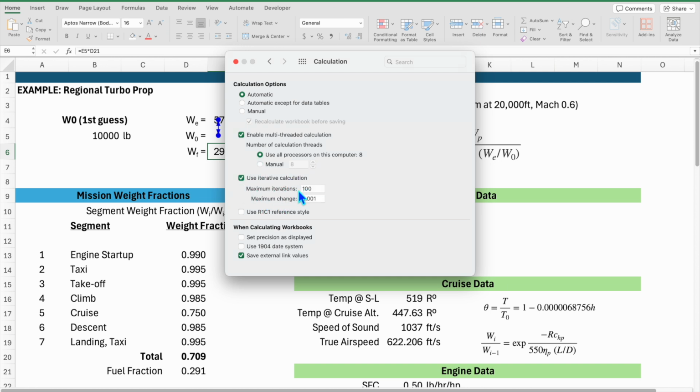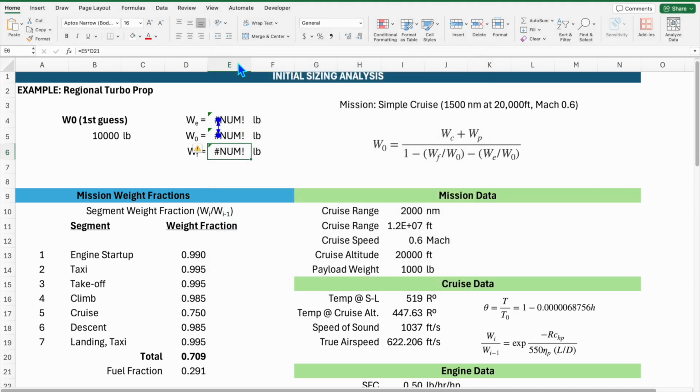The default setting is probably good enough for our purposes. A max change of 0.001 pounds is the units we're dealing with, so that is more than plenty. And 100 iterations, I want to limit how many times it tries to calculate this. We'll see what this does.